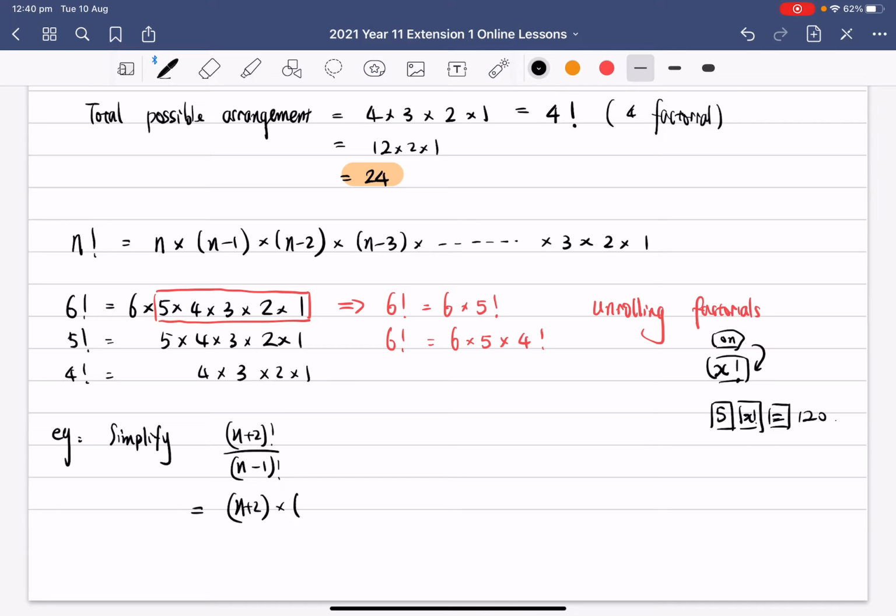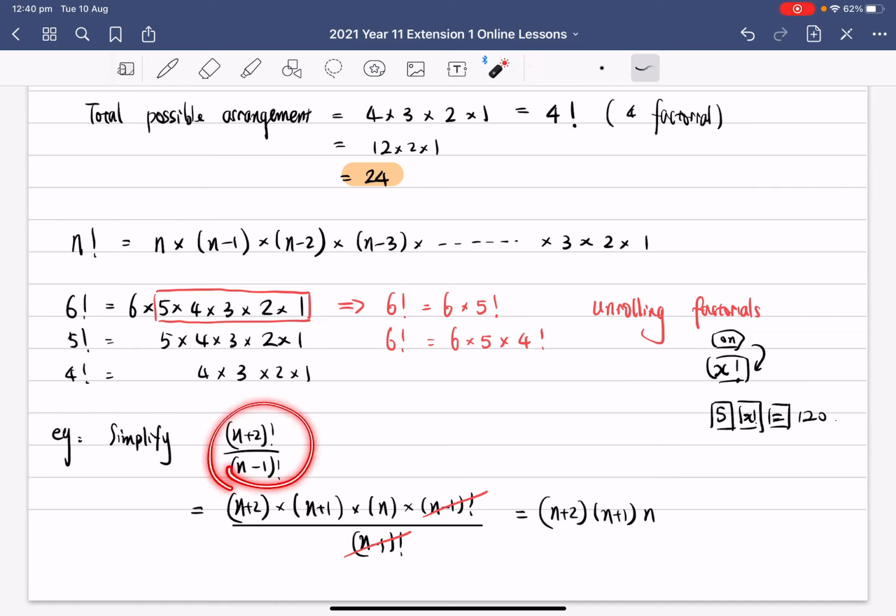So what I can do is keep timesing it by the term 1 less than the previous one. So I times by n plus 1, and then you times by n, because that's 1 less than n plus 1, and then you times by n minus 1 factorial. And you stop at that point because you want n minus 1 factorial. The reason is you can cancel both the top and the bottom, and hence you simplify it into n plus 2, n plus 1, and times by n. That will be the simplification of this expression here. So you need to be able to unroll the factorial properly.